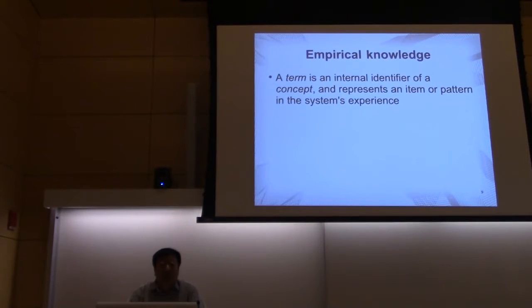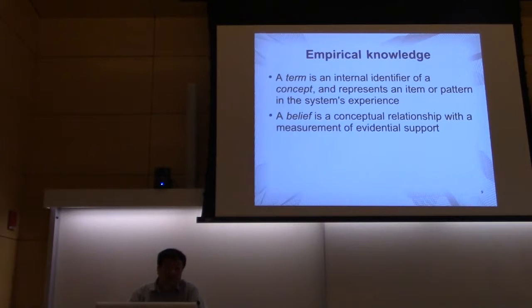The system uses a so-called term logic, where a term is an internal identifier of a concept, or the name of a concept. It represents an item in the system's experience, or a pattern in the system's experience. Be careful, this is not the traditional symbol in so-called symbolic AI. Because a term, for example, can correspond to an image, no problem about that. So it's just the name of some kind of data that happened in the system's experience.